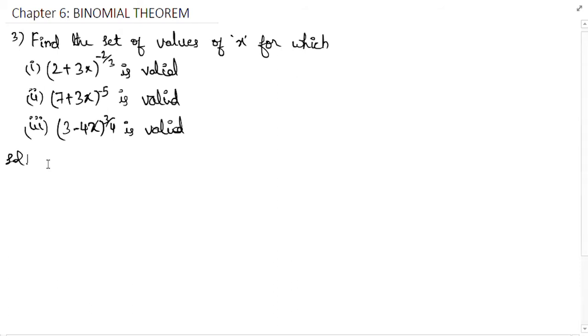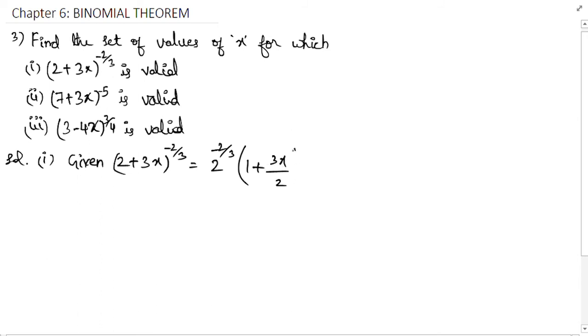We have to find a set of values of x for which the given expressions are valid. First we'll go with the first bit. It's given (2 + 3x) whole power minus 2 by 3. We can write this as 2 power minus 2 by 3, taking 2 out so that I'll get the expression in this form. Why I'm writing the expression in this form is that we have to compare these values.